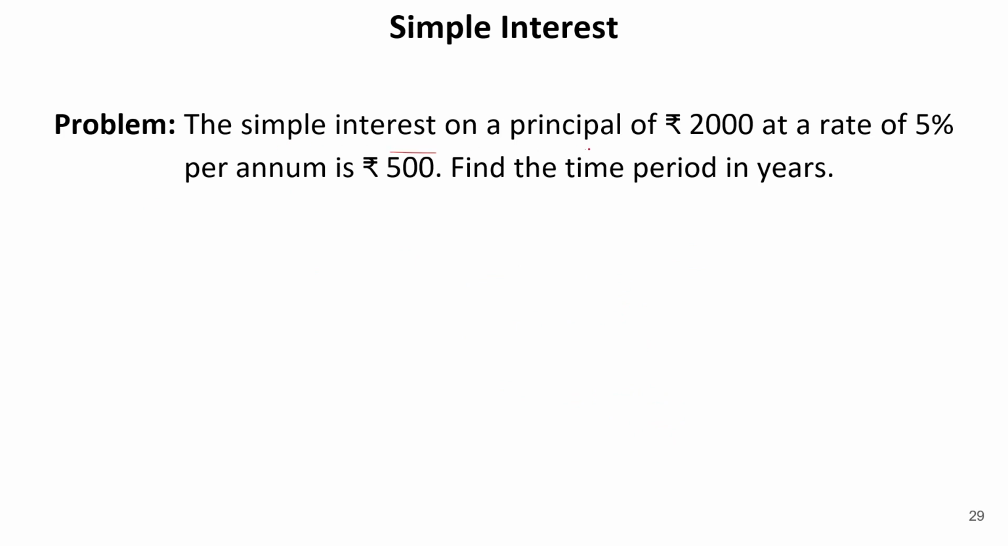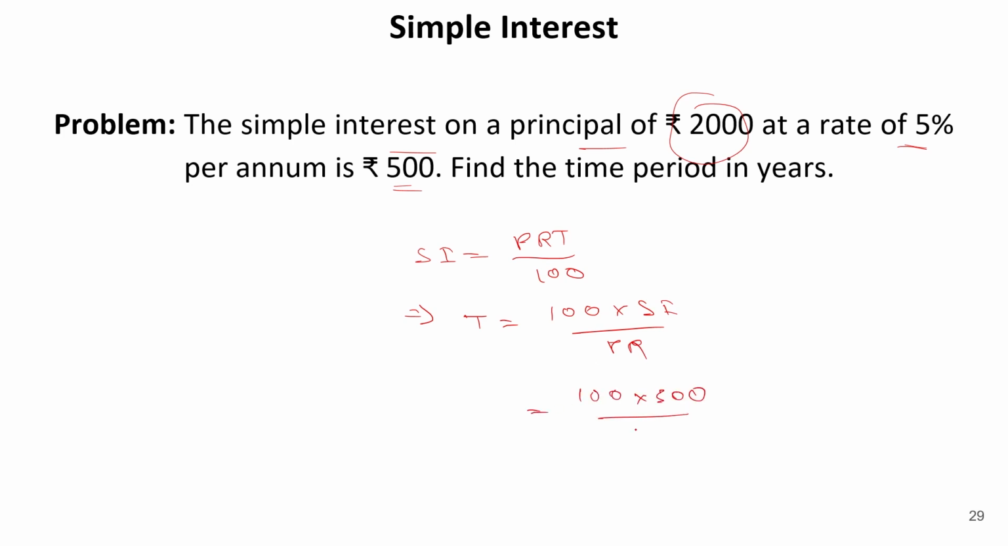So the simple interest on a principal amount of 2000 at a rate of 5% per annum is 500. So find the time period in years. So T is equal to, we just have seen, SI is equal to PRT by 100, right? So this implies that T is equal to 100 into SI by PR. So this is equal to 100 into 500 whole by P into R. So the principal amount was 2000, into, and the interest rate is 5%. Right, so this is equal to what?